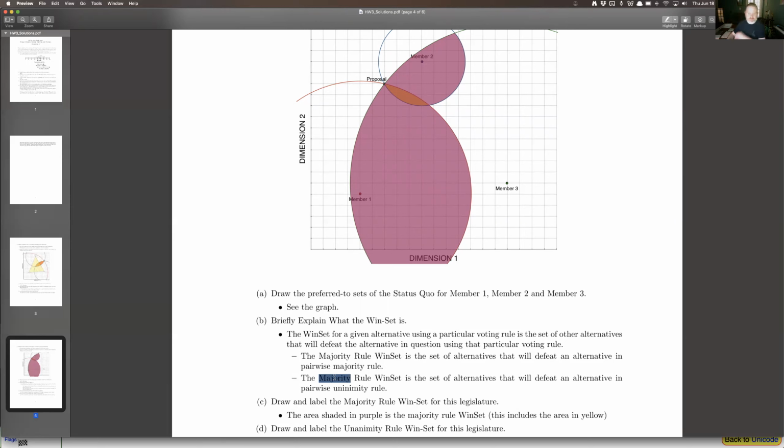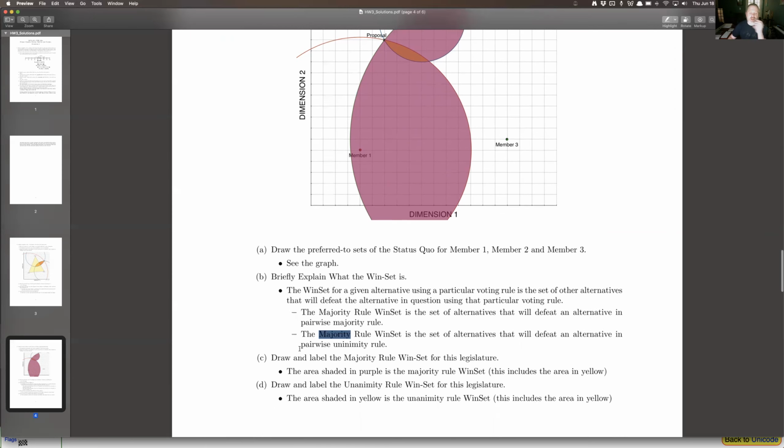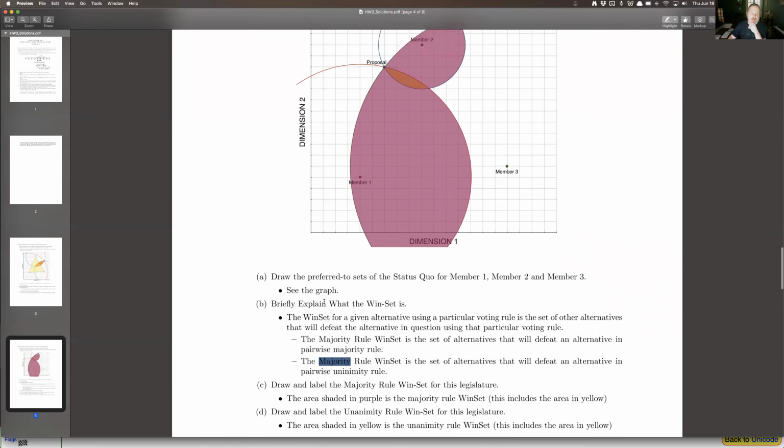3B. So that's the definition. So the majority rule win set is the set of alternatives that will defeat the alternative in question using majority rule. The unanimity rule win set is the set of alternatives that will defeat the alternative in question under unanimity rule. And then I want you to show me the majority rule win set and the unanimity rule win set. So first let's go backwards. Let's start with the unanimity rule win set.